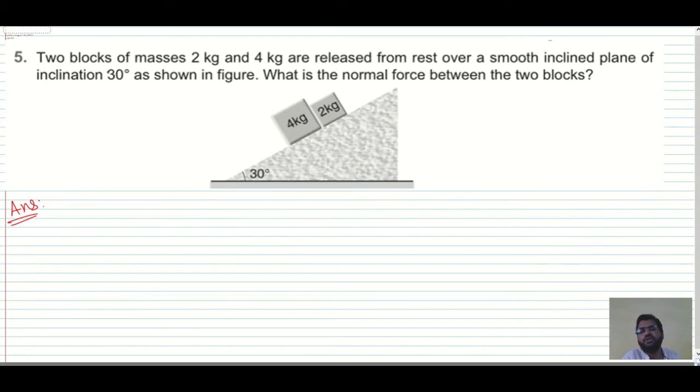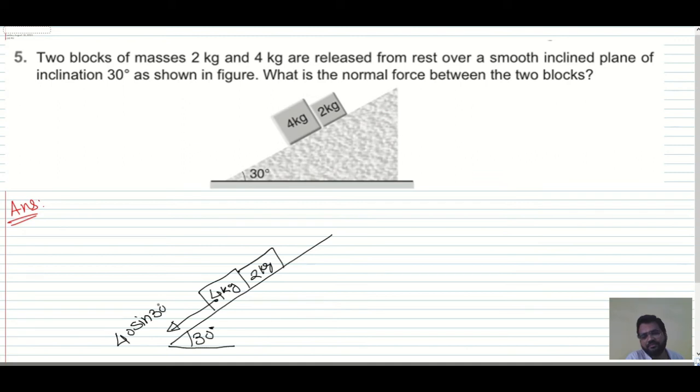So this is the fifth question. Two blocks of masses 2 kg and 4 kg are released from rest over a smooth inclined plane of inclination 30 degree. What is the normal force between the two blocks? Okay, so two blocks are given. This is 30 degree. This is 4 kg and this is 2 kg. Now on the 4 kg, the force will be in this direction, and that force we have is 40 sine 30 degree.